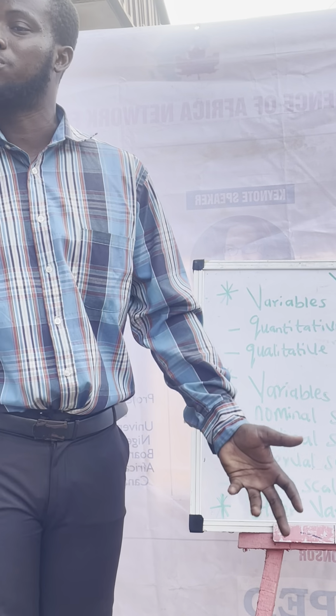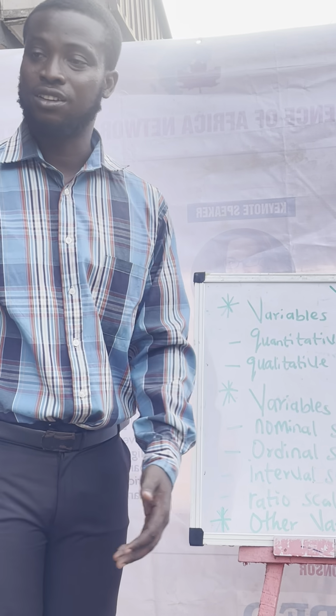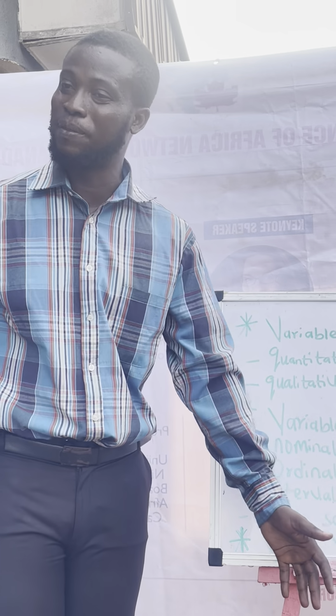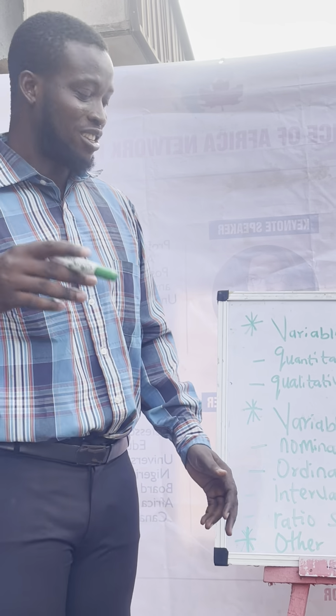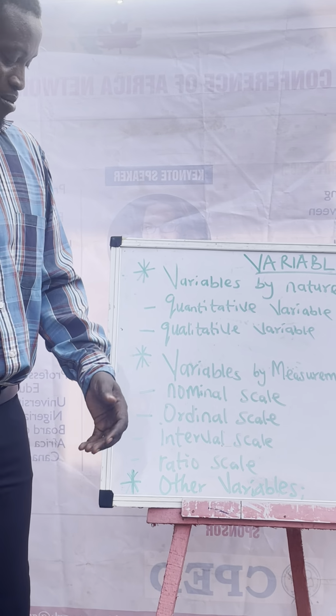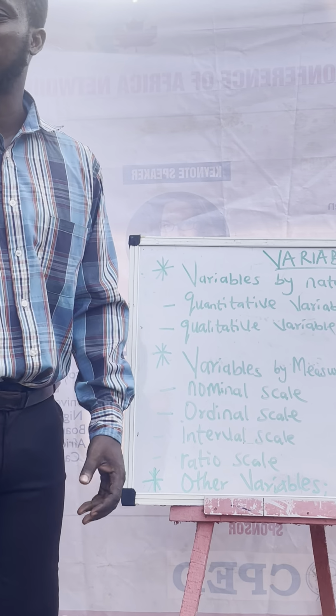For example, temperature. You have degree Fahrenheit, degree centigrade. There's no zero point there. You can start from minus 10, minus 20. The ratio scale also has equal distance, but in this one, we have zero points.